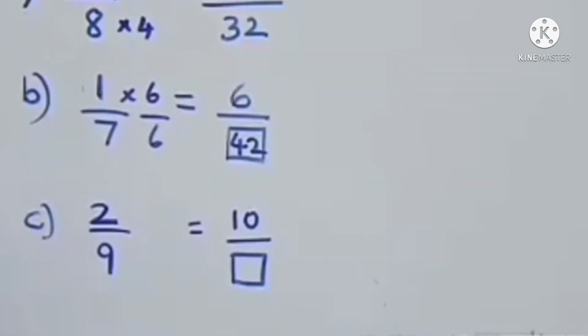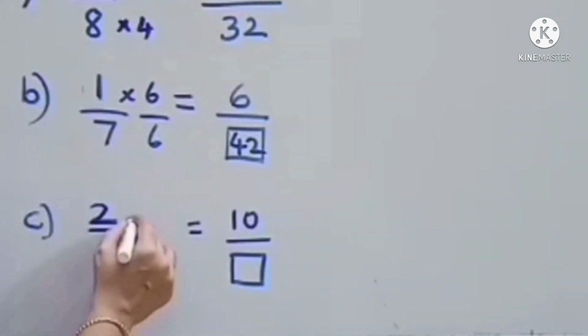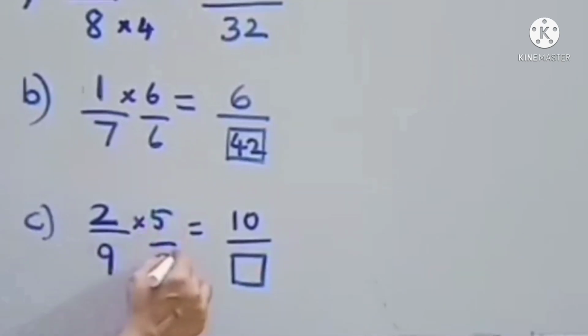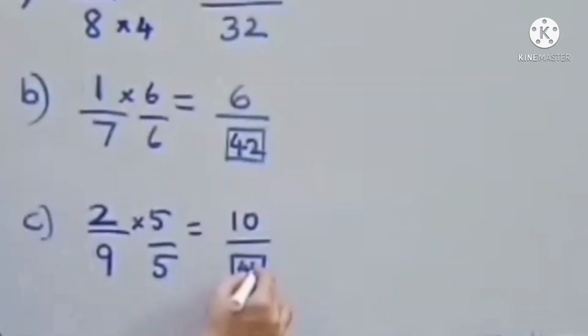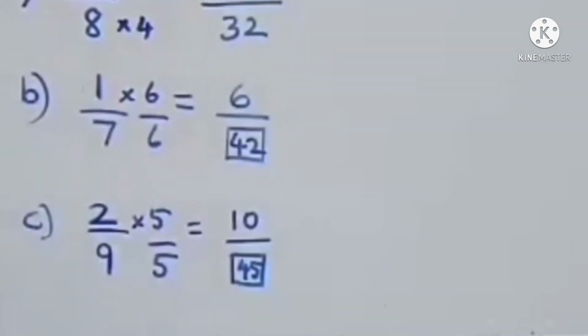Third question, 2 by 9 is equal to 10 by box. Comparing 2 and 10, 2 5s are 10. So the table is 5. 2 5s are 10, 9 5s are 45. So we have to find the answer using tables.